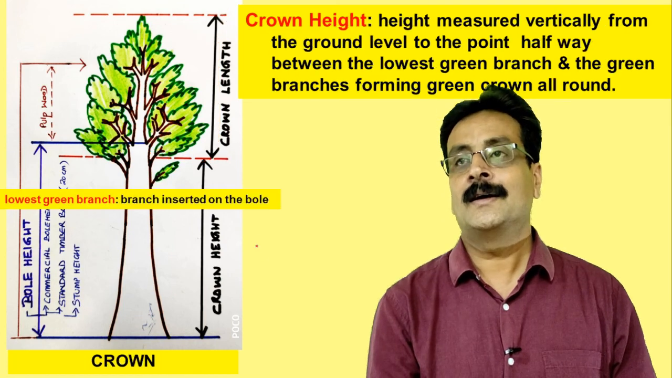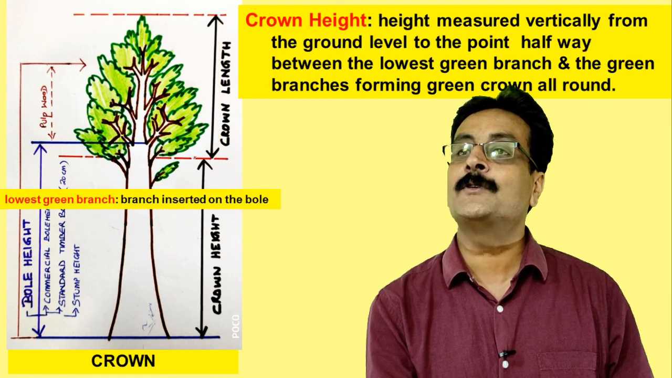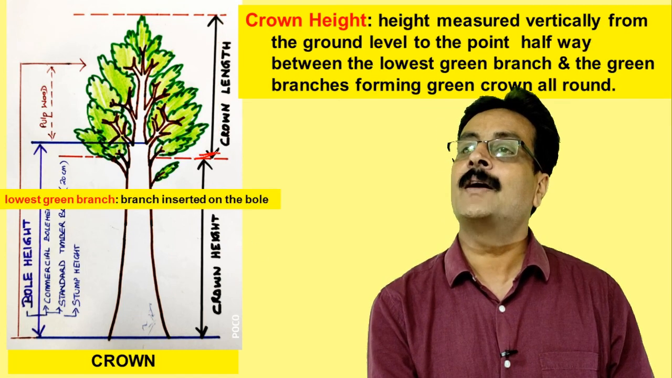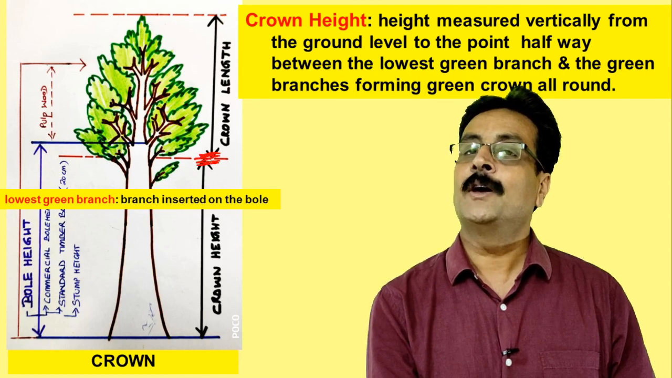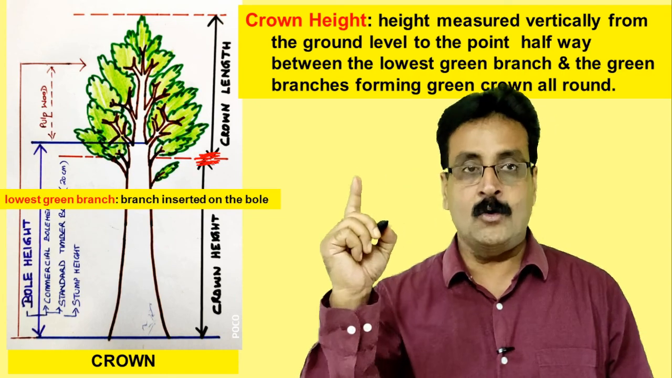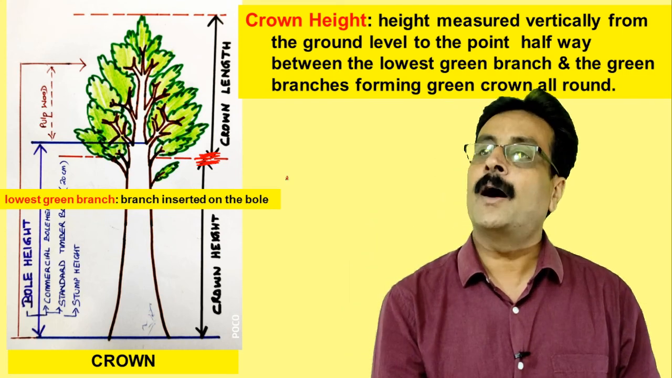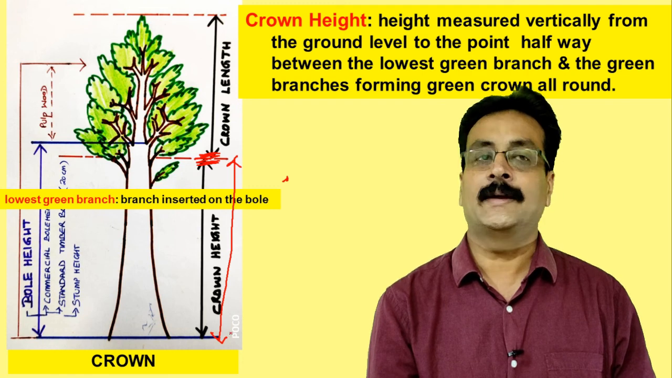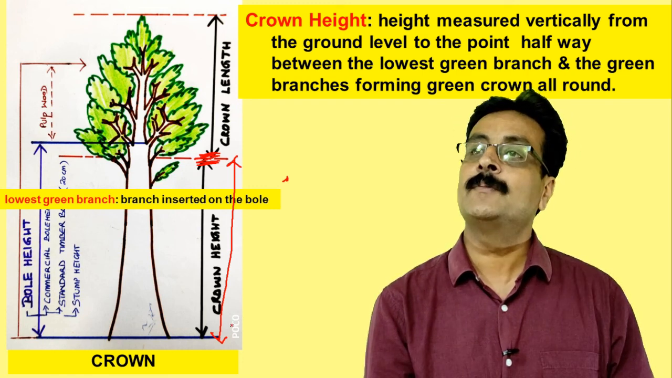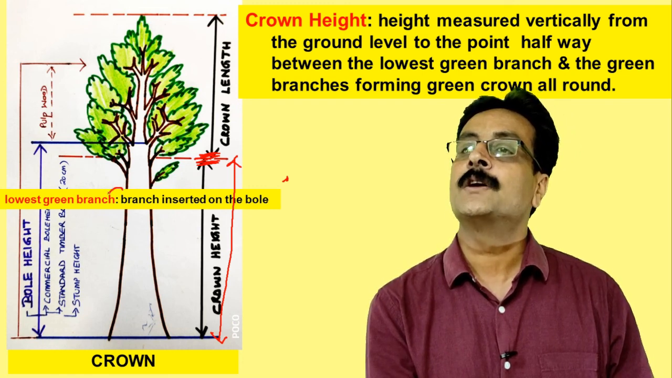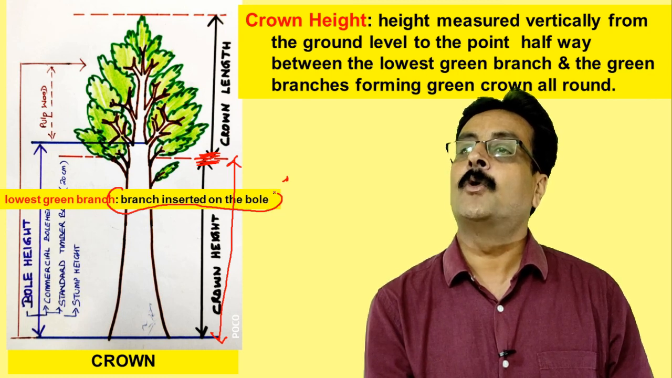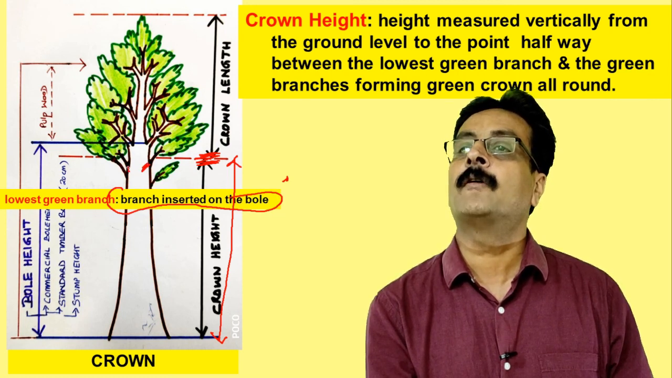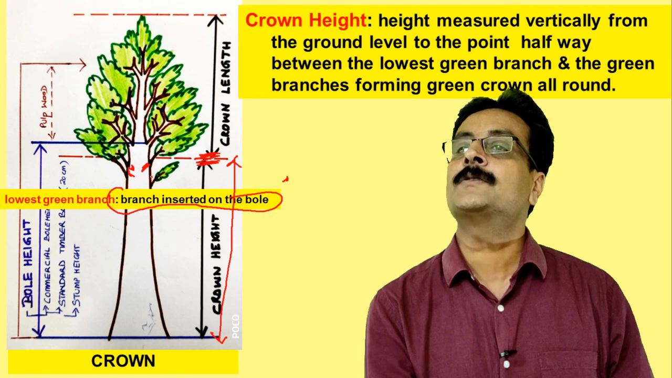And what is crown height? Crown height is again from this part, from the lowest green branch where you have a crown forming all around, down to the ground level. Now why do I say lowest green branch? Because the branches are inserted on the bole, which means we are forming a knot. You have a prominent knot here. But this branch, when we see here, is just a branch coming without any prominent knot inside it.